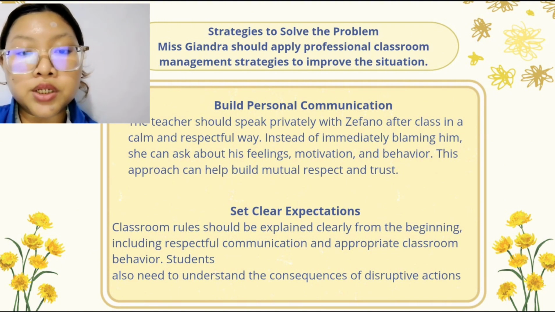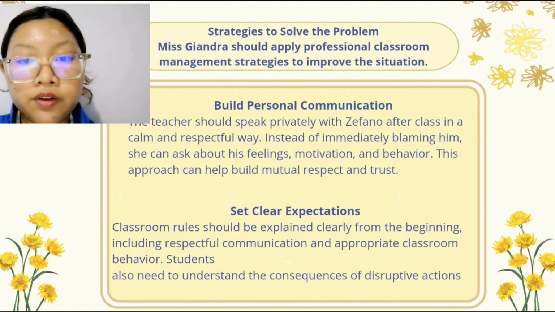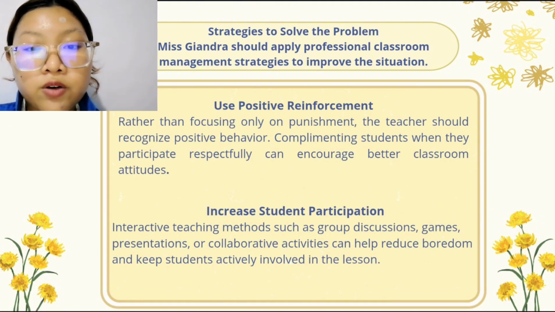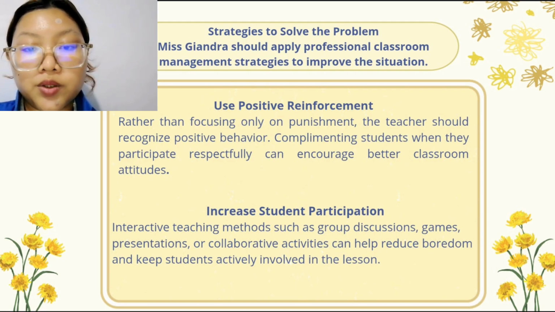Set clear expectations. Classroom rules should be explained clearly from the beginning, including respectful communication and appropriate classroom behavior. Students also need to understand the consequences of disruptive actions. Use positive reinforcement. Rather than focusing only on punishment, the teacher should recognize positive behavior. Complimenting students when they participate respectfully can encourage better classroom attitudes.